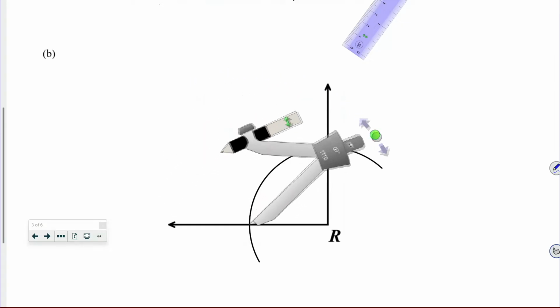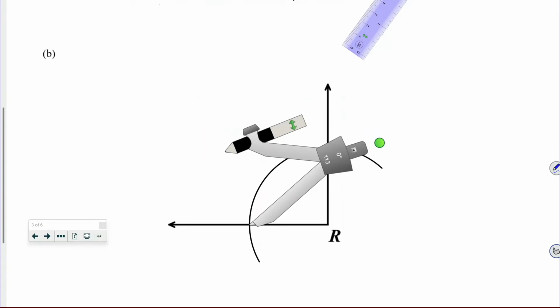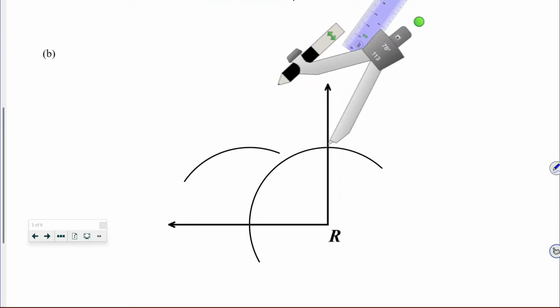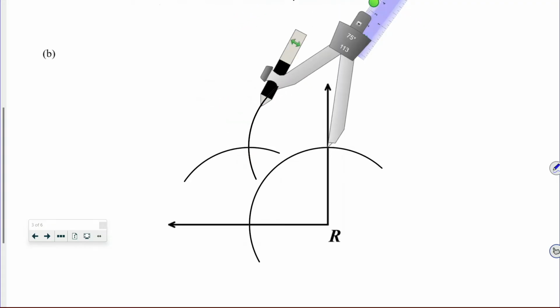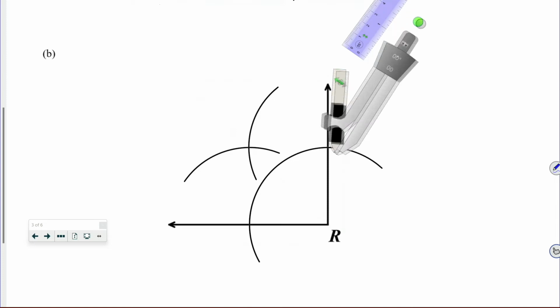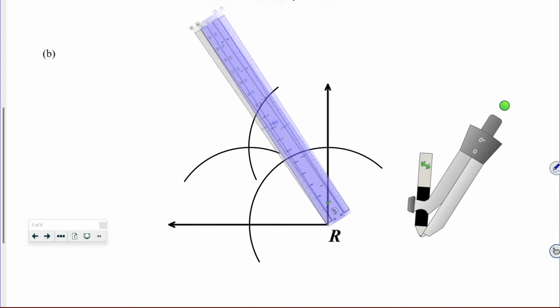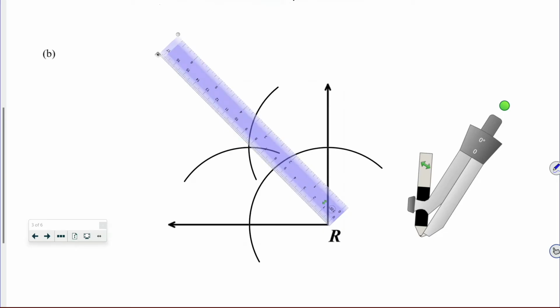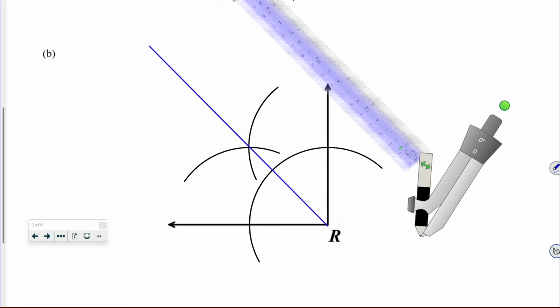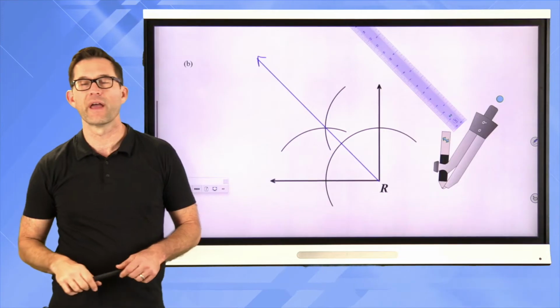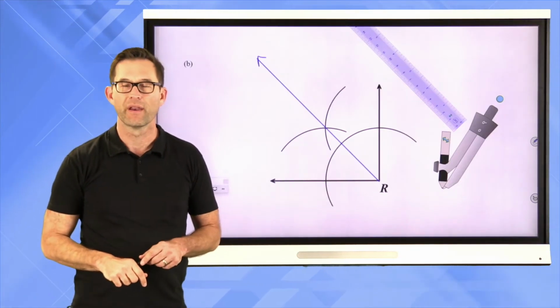All right, yeah, great. Get a nice arc there. Bring the pointy end here. There we go. X marks the spot. Move this away. Bring this down. And we've bisected the angle. All right, each one of those should be a 45-degree angle if angle R is a right angle.